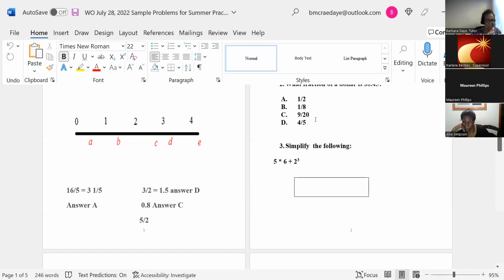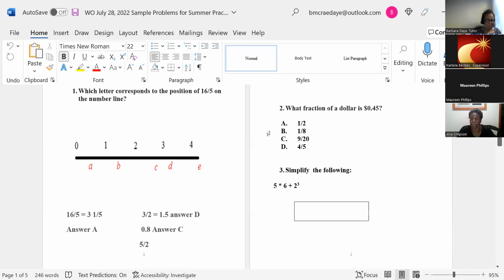Five between 0 and 4. No, 5 halves. 5 divided by 2 is what? Half of 5. What's half of 5, Alva? I would say 2.5. That's right, 2.5. So 2.5 is between what two numbers on the number line, Alva?